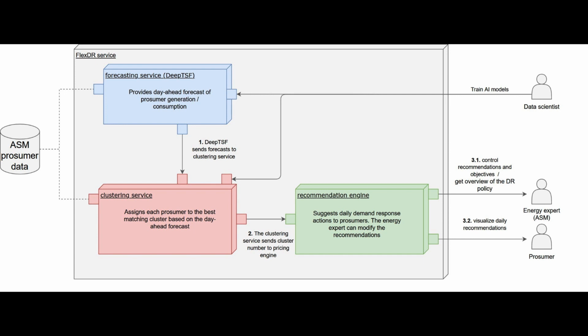In this way, the service can help leverage flexibility within the smart community and reduce reverse power flow. Note here that the models behind FlexDR were trained on load consumption datasets provided by ASM.